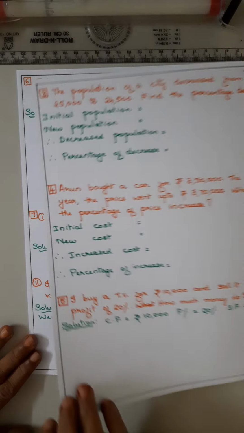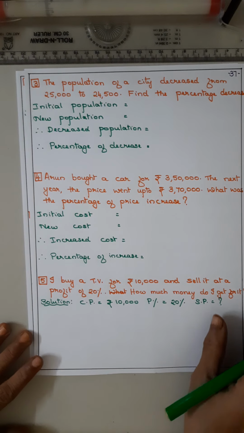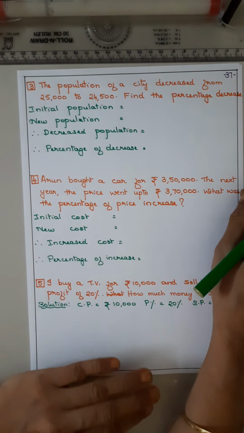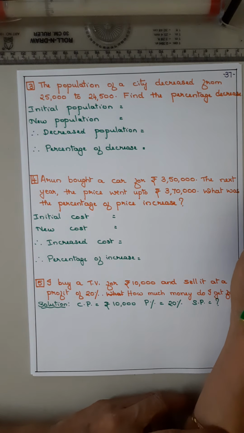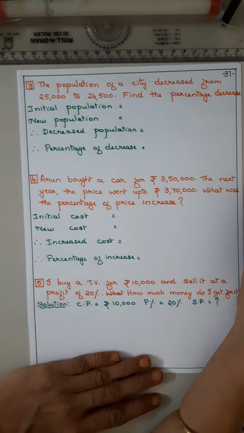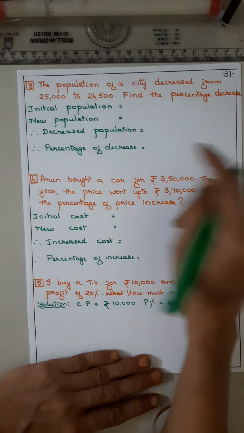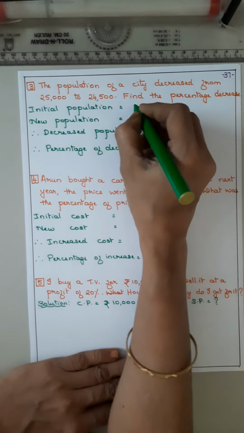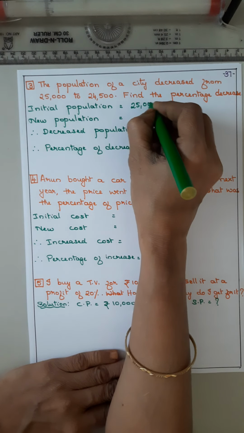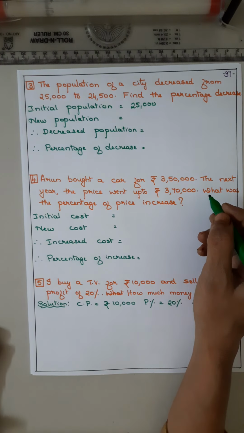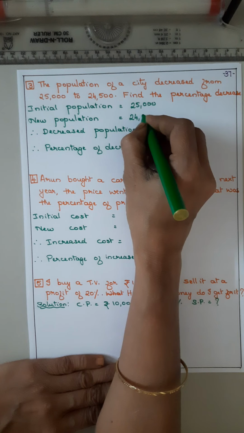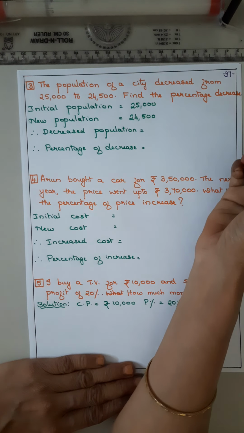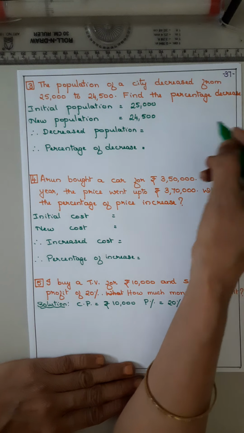Okay. Now coming to the question number 3, the word problems. The population of a city decreased from 25,000 to 24,500. Find the percentage decrease. So this is decrease and increase type of sums. Okay. Initial population, how much was it earlier? 25,000. The new population is decreased to 24,500. Now you have to find out the decreased population.